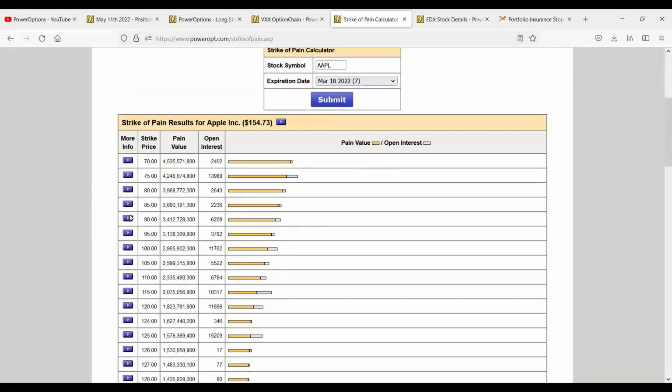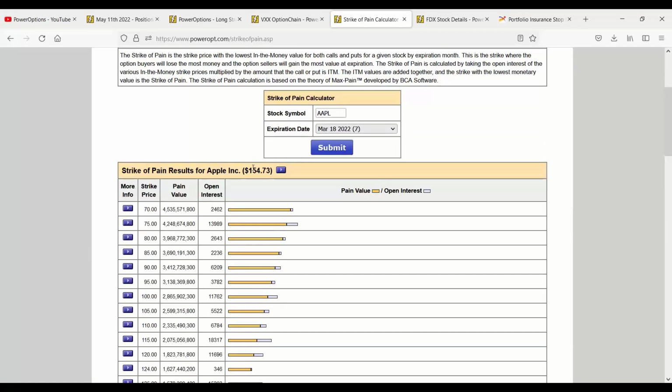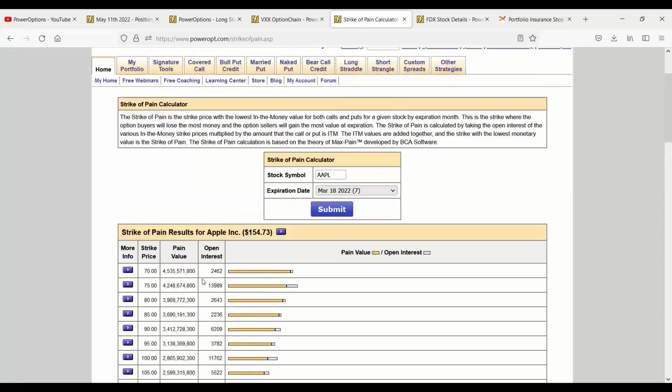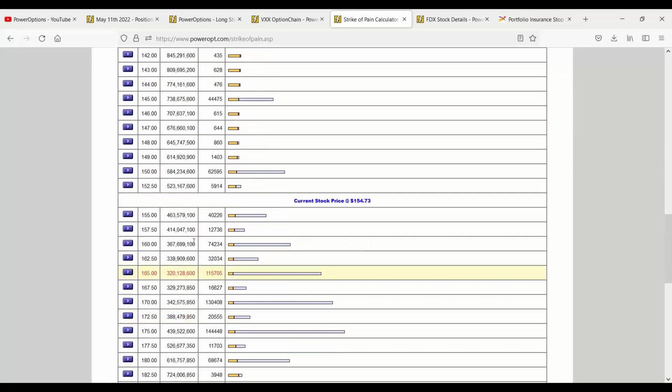On those melt ups, you're probably seeing options right at the money. This would probably be looking at the 155 or the 160, maybe the 157.5 for the March 18th expiration, right near the money. But with things the way they are now, with movements and volatility occurring, Apple's about 11 points below the strike of pain. With things going on, it might be difficult to see an 11-point movement in Apple next week.